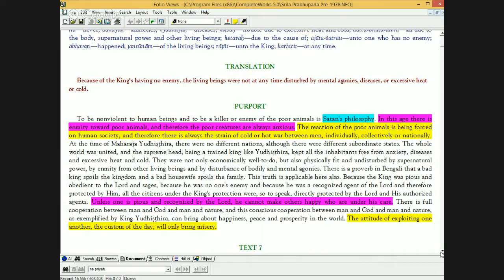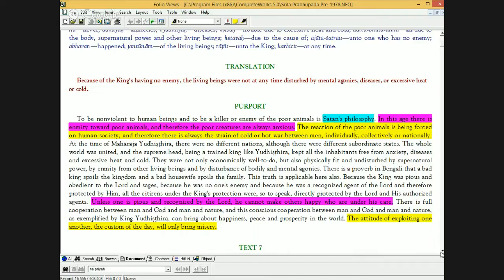They were not only economically well-to-do, but also physically fit and undisturbed by supernatural powers, by enmity from other living beings, and by disturbance of bodily and mental agonies. Everything is peaceful. There is a proverb in Bengali that a bad king spoils the kingdom and a bad housewife spoils the family. So a king can spoil the whole kingdom. The truth is applicable here also because the king is pious and obedient to the Lord and the sages.